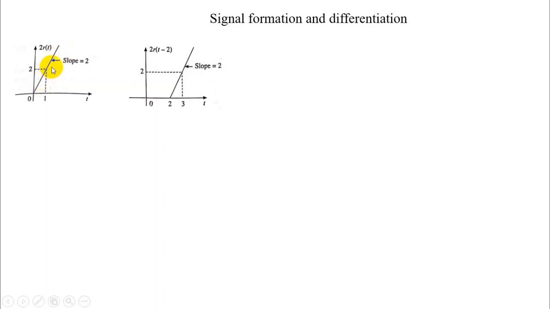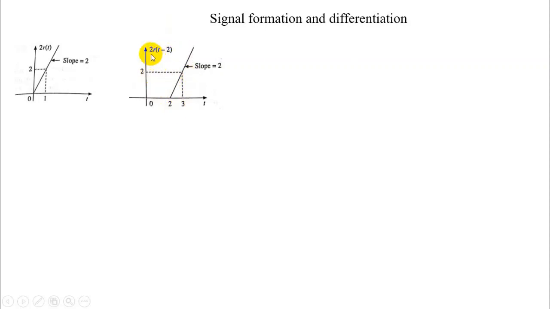In this case the slope is 2, so this ramp is represented by 2rt. And in this case, if the ramp is shifted in time to t equal to 2, the slope should be maintained. Here 2rt minus 2 can be represented in that fashion.